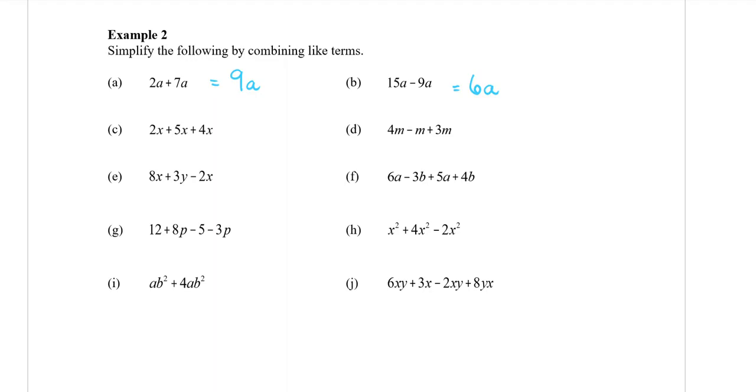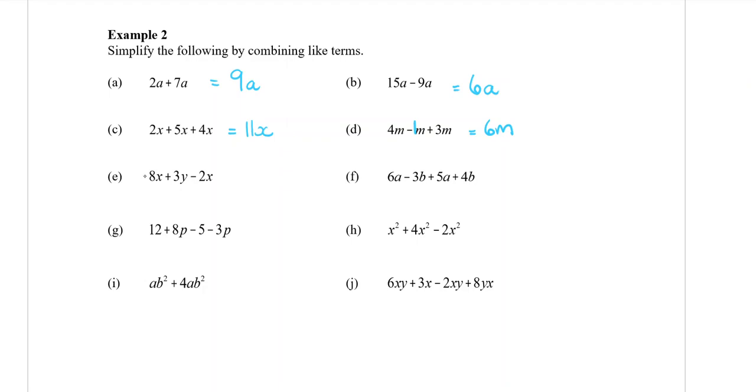Question C, 2x plus 5x plus 4x. They're all like terms because they all have an x. So we're going to add the numbers in front. 2 plus 5 makes 7, plus 4 more makes 11x. D, 4m minus m plus 3m. They all have m, so they are all like terms. 4m minus, there'd be a sneaky little 1. If there's no number in front of a letter, it means it's a 1. So 4 minus 1 is 3, plus 3 makes 6m.